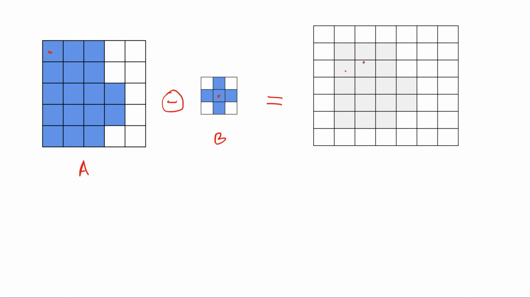But the first complete overlap comes when you place the structuring element at this location. So the structuring element shape will be something like this.